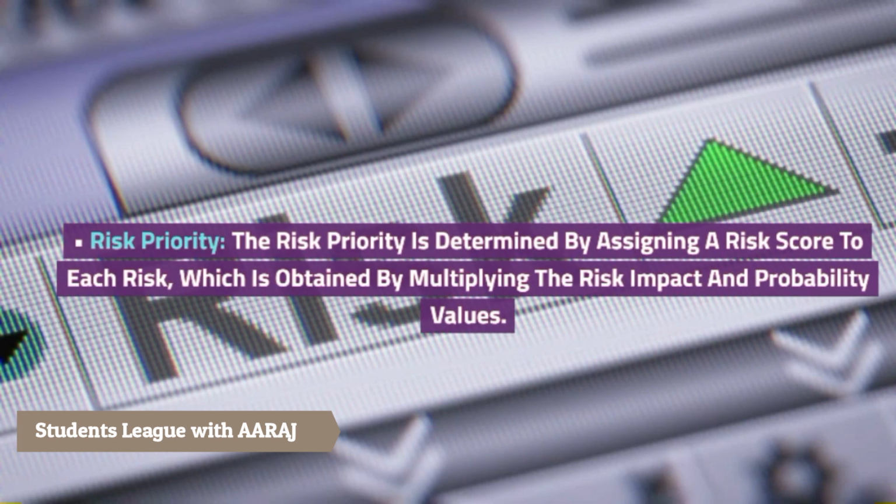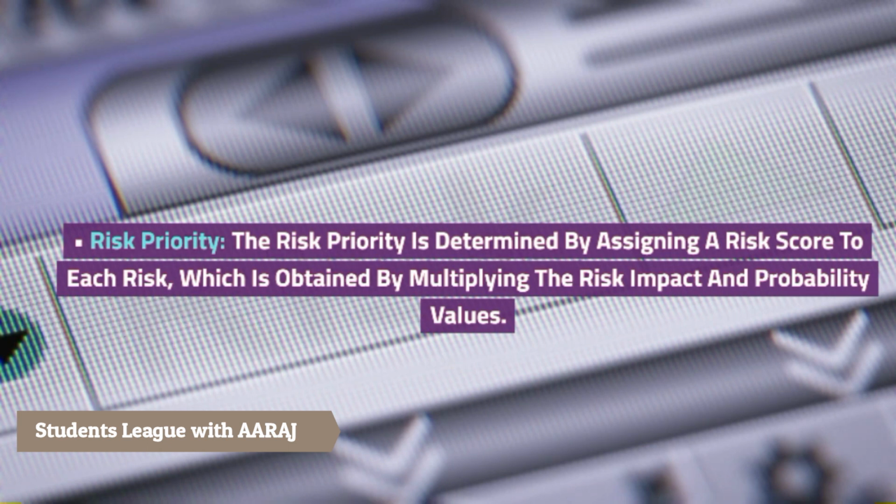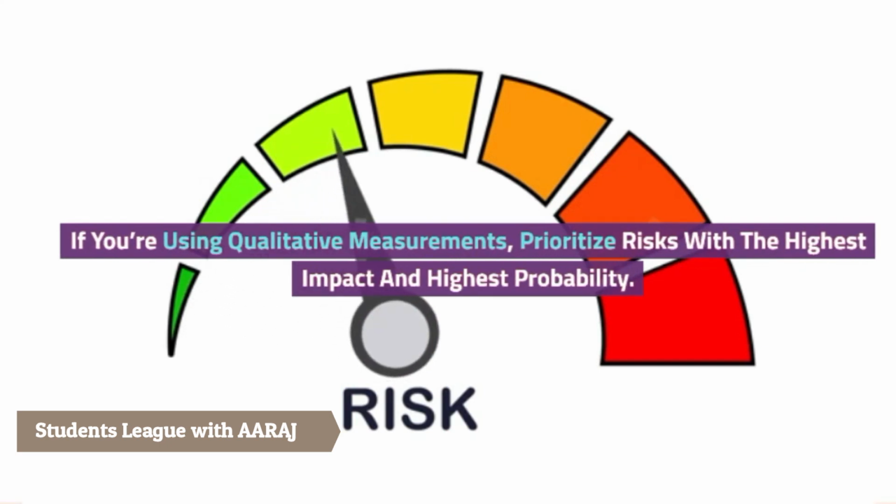Risk Priority. The risk priority is determined by assigning a risk score to each risk, which is obtained by multiplying the risk impact and probability values. If you're using qualitative measurements, prioritize risks with the highest impact and highest probability.